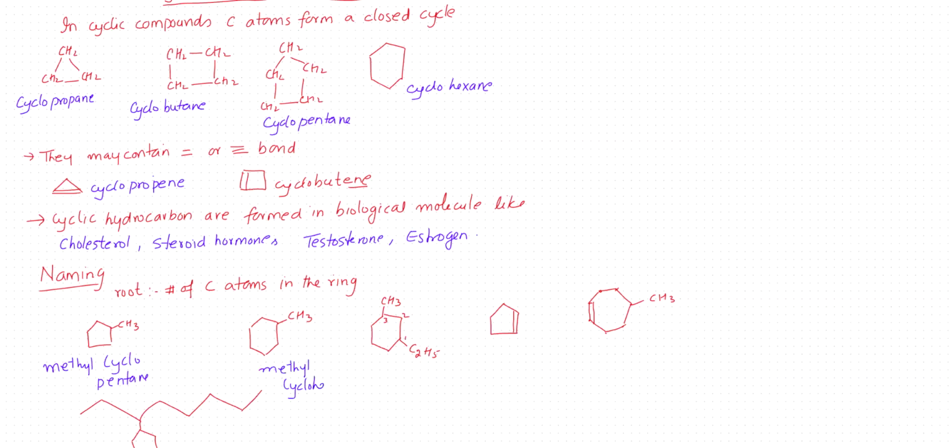Here again, in a closed cycle, there are 6 carbons, but 2 different groups are attached. One is methyl and the other is ethyl. So first we name ethyl, so we number this one carbon 1, and the next will be 2 and 3. So 1-ethyl, 3-methyl cyclohexane. So 1-ethyl, 2-methyl cyclohexane.